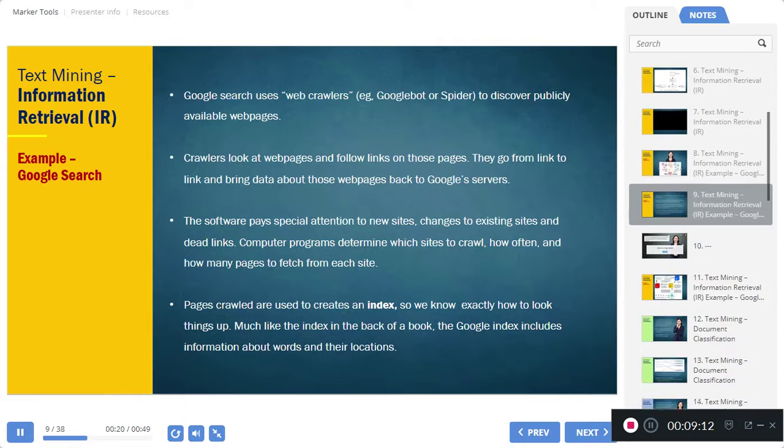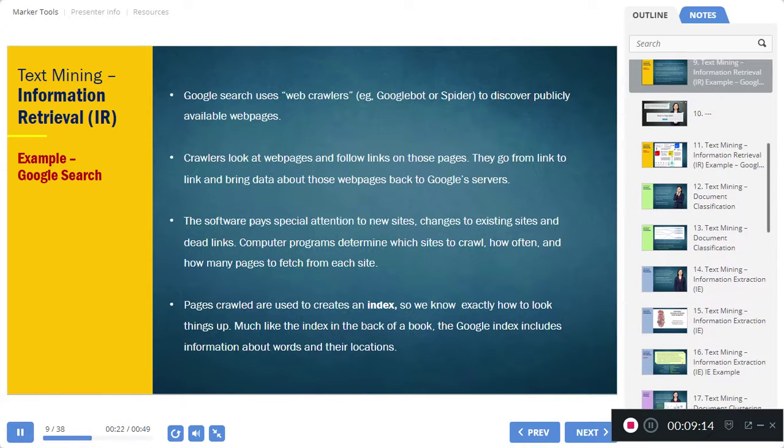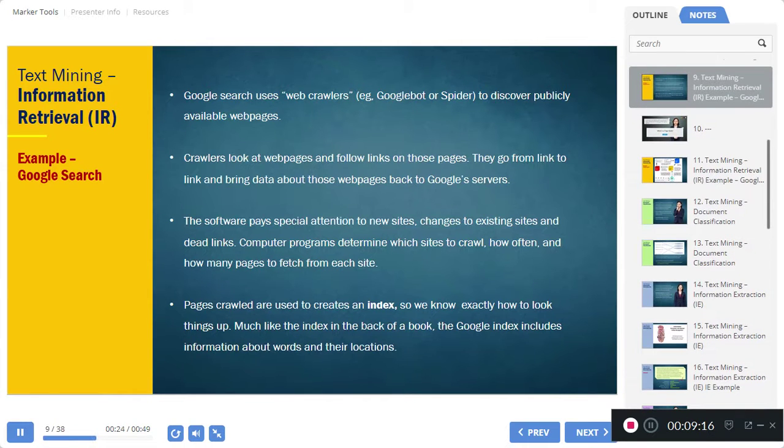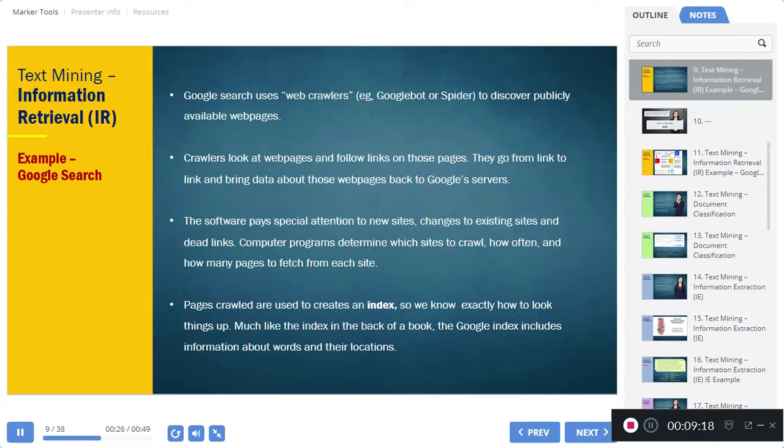The software pays special attention to new sites, changes to existing sites and dead links. Computer programs determine which sites to crawl, how often, and how many pages to fetch from each site. Pages crawled are used to create an index, so we know exactly how to look things up. Much like the index in the back of a book, the Google index includes information about words and their locations.